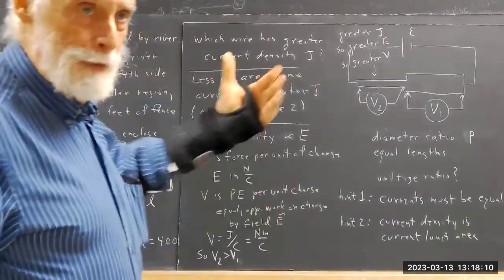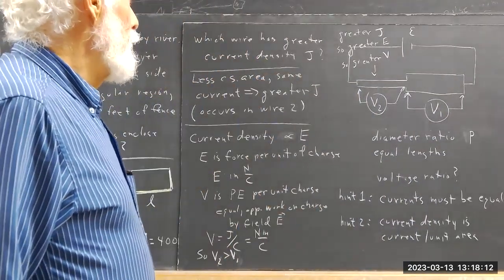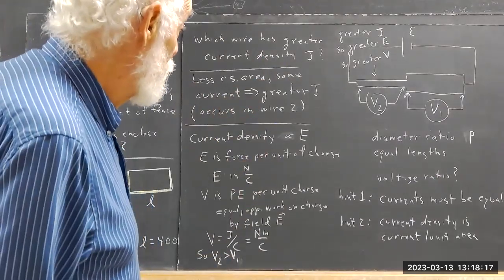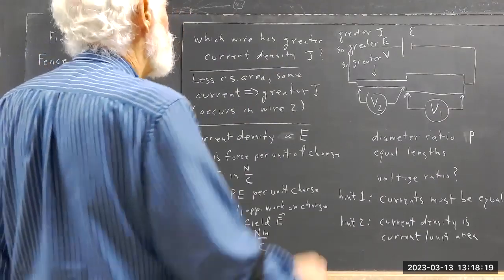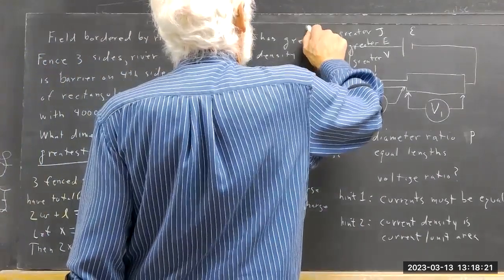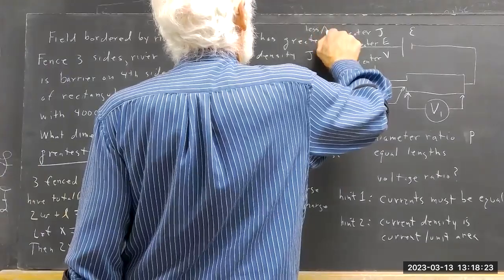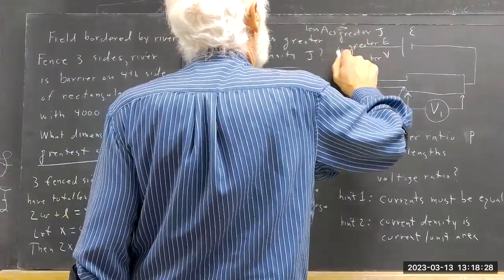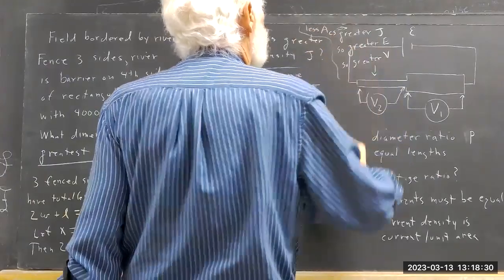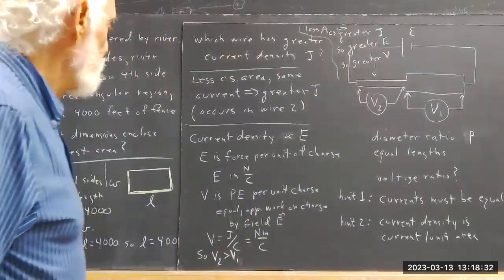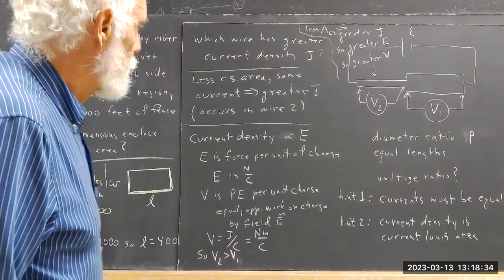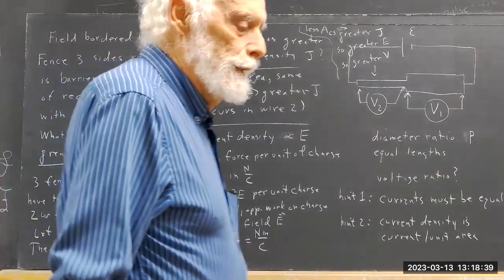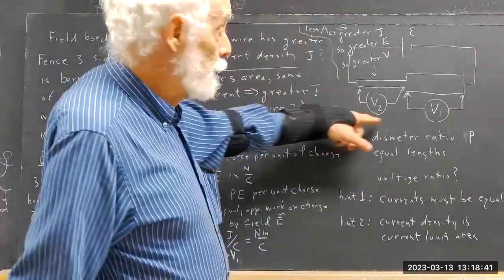Okay, there's a simple reason. And it's less cross-sectional area. There's the whole reason. Now, how many times greater is this voltage than this one?